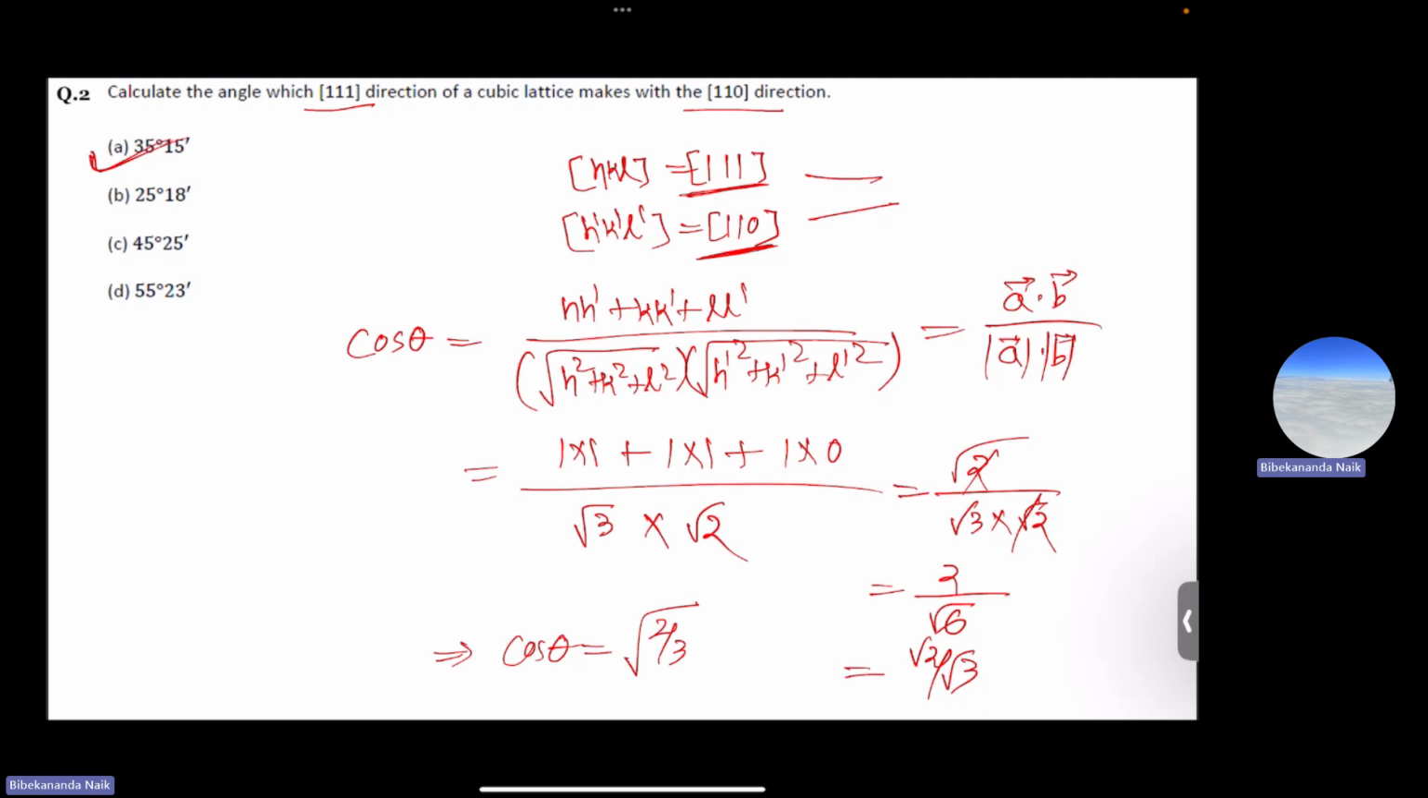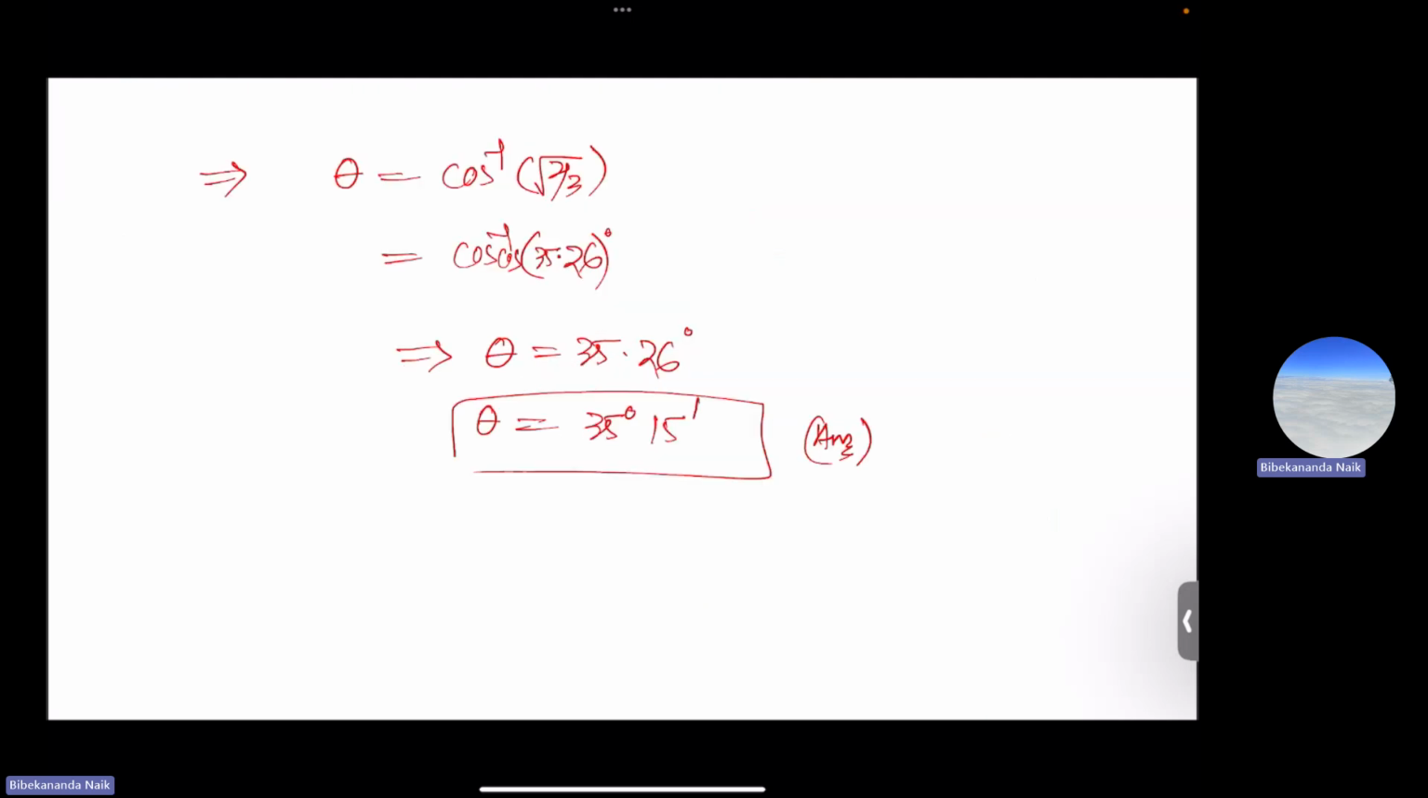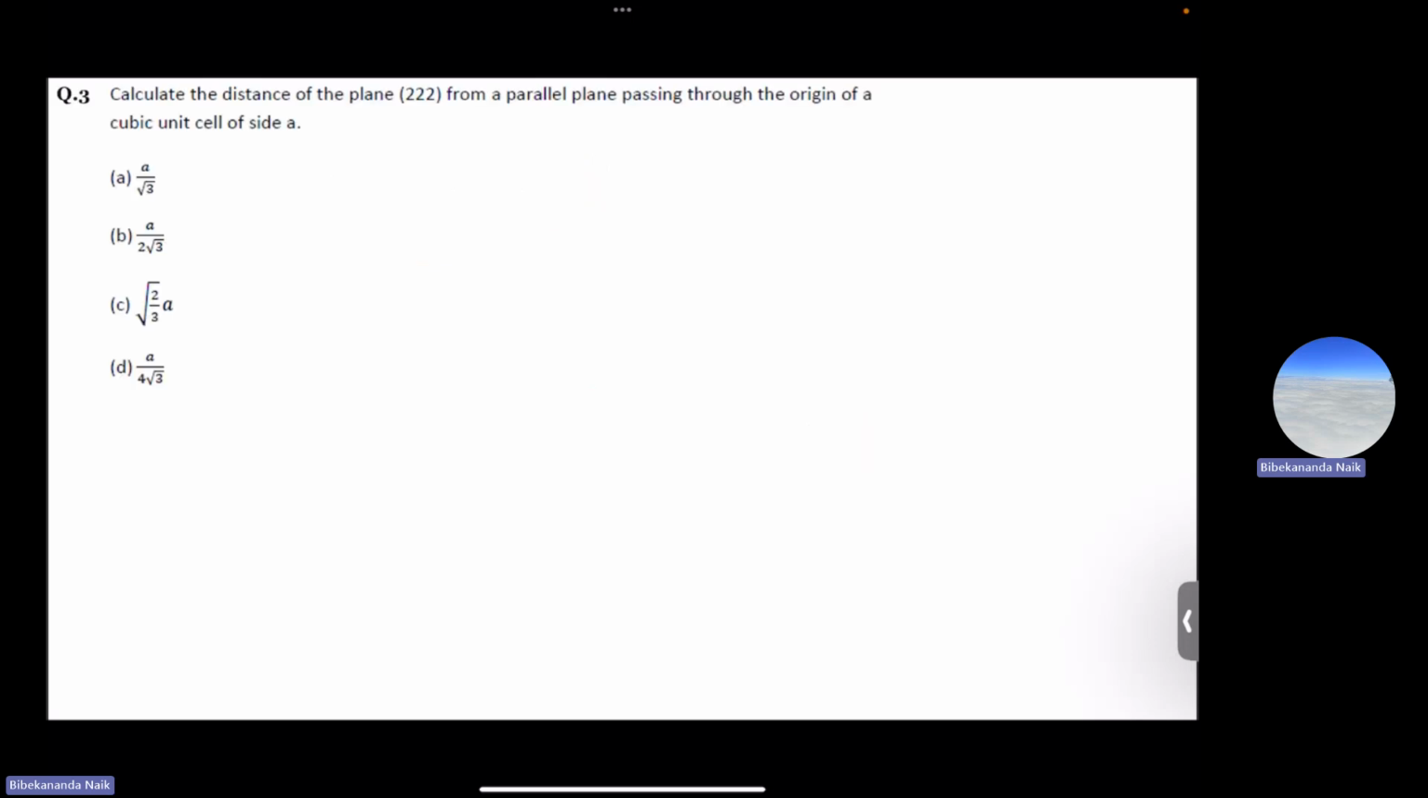I hope this is clear to all of you because this is pretty simple. We just simply need to calculate the angle between the two directions that are given. So simply we can put the formula cos theta is equal to A dot B divided by the magnitudes of the A vector and B vector. So it will be H H prime plus K K prime plus L L prime divided by root over H square plus K square plus L square into root over H prime square plus K prime square plus L prime square. So if you put the values and calculate, you will get the value of theta is 35.26 degrees or 35 degree 15 minutes. So I hope this is clear to you. Then we'll move to the third question.